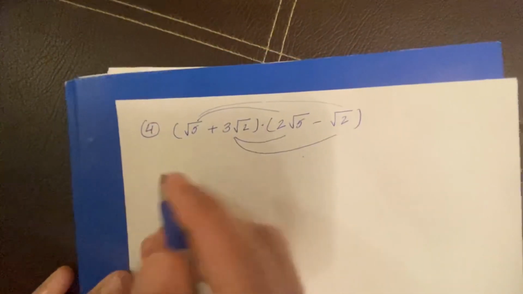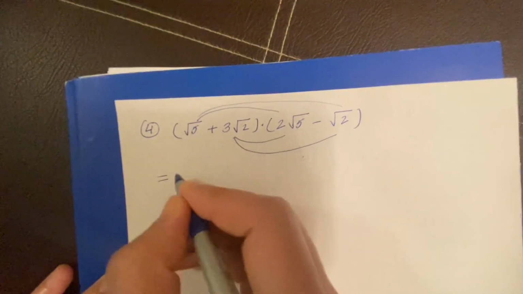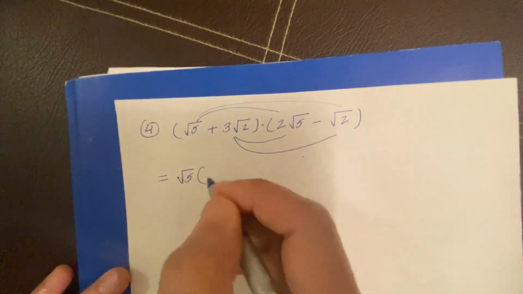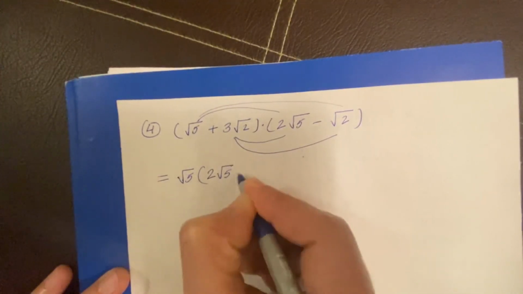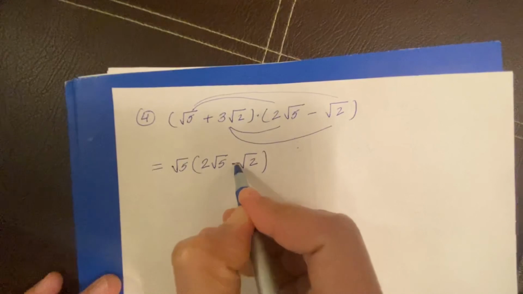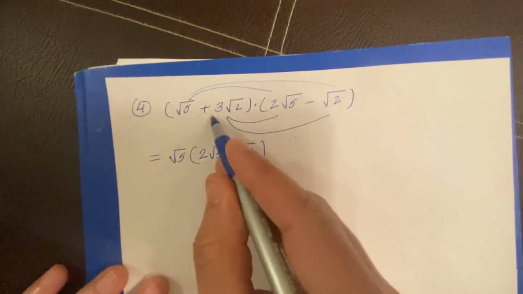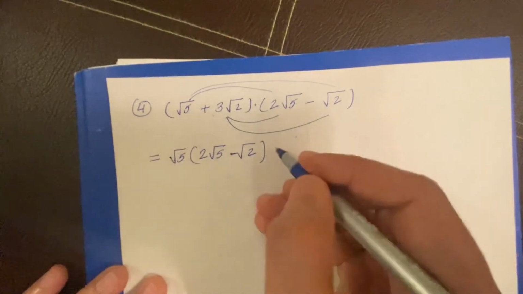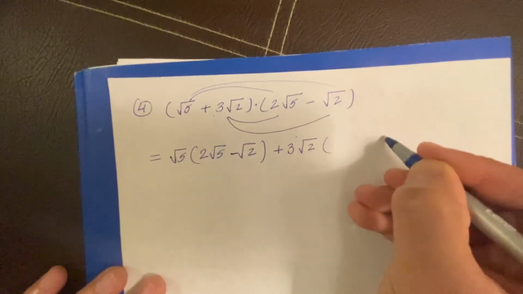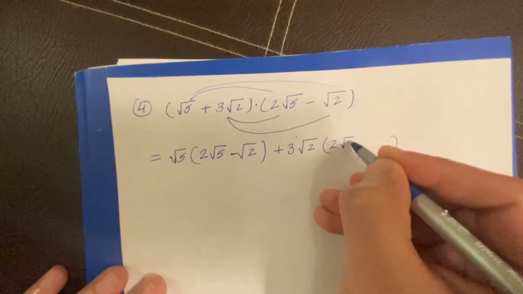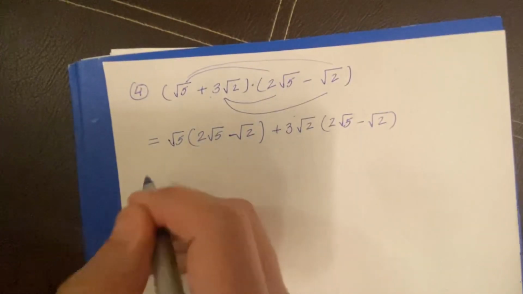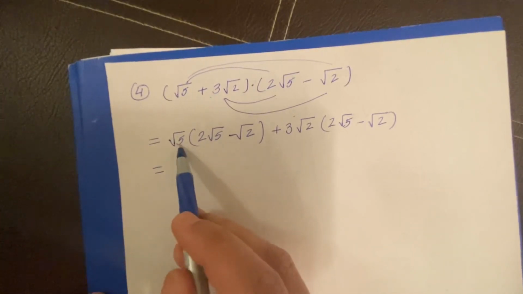So when we distribute, we have the square root of 5 times 2 times the square root of 5 minus the square root of 2. This is a minus. And now we distribute the other two terms, so we have plus 3 times the square root of 2 times 2 times the square root of 5 minus the square root of 2. All right, so now after this, you can distribute this to these two terms.